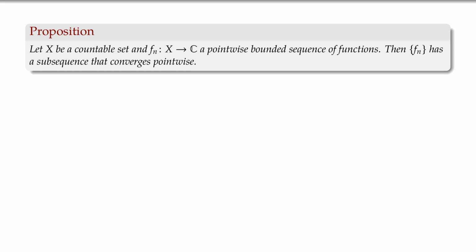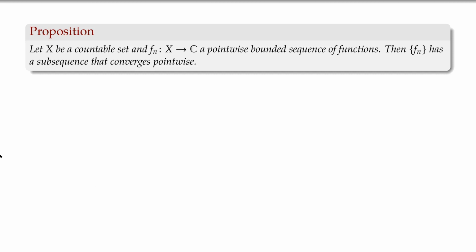The problem was that we had too many points to try to get it to converge. It turns out that pointwise bounded is good enough to get pointwise convergence of a subsequence, as long as the set where the functions are defined is countable.